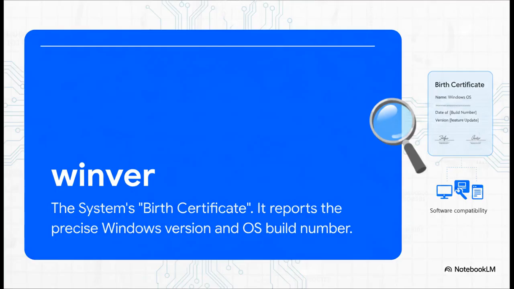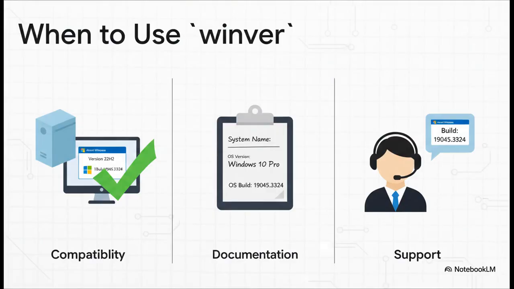I like to think of this as the system's birth certificate. It doesn't just tell you, oh, it's Windows 11. It gives you the exact version, the specific feature update, and the precise OS build number. It's all in the details. And trust me, this isn't just trivia. Knowing that exact build number can save you hours of headaches. It lets you check if a certain piece of software will even run, or look up known bugs for that specific patch level. It's a real troubleshooter's friend.